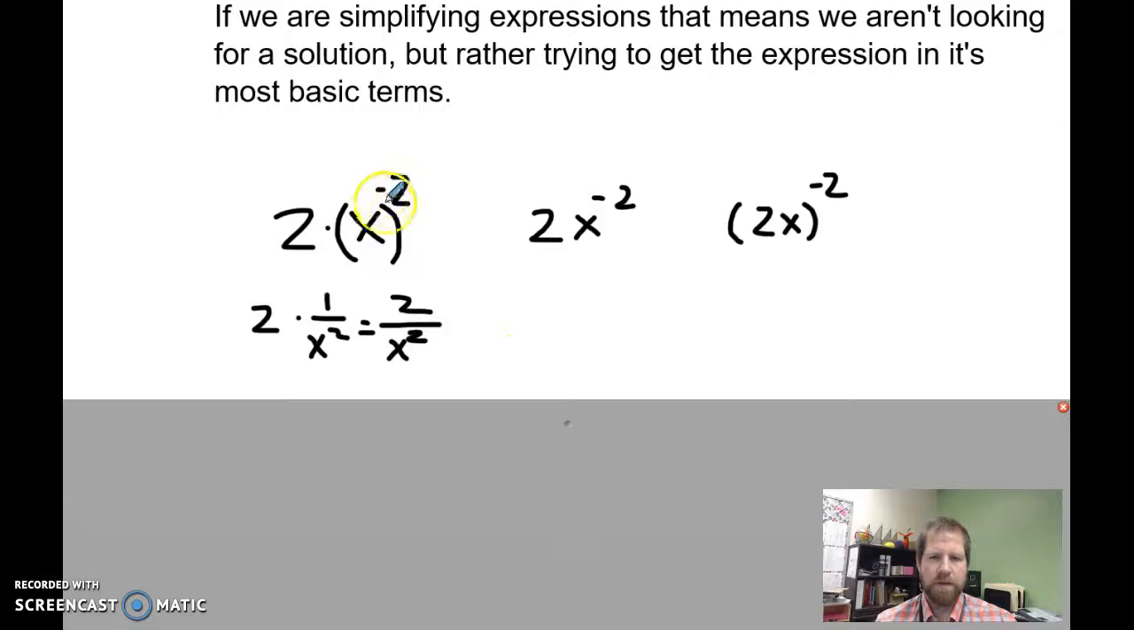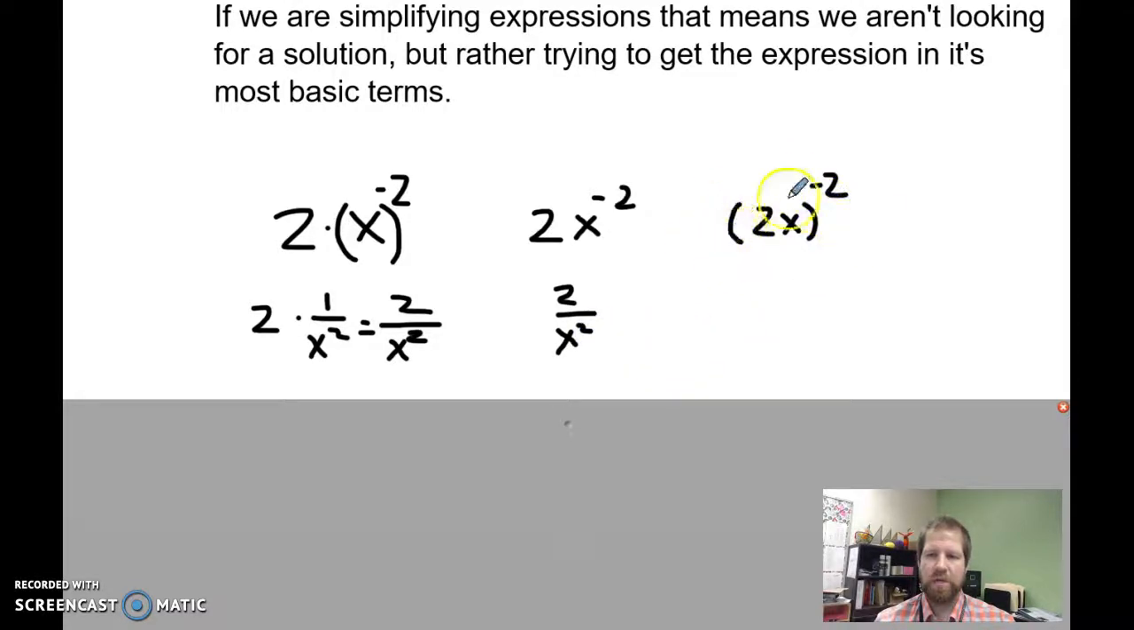Okay? In a simplified expression, you're not going to have any negative exponents. So it's not that much simpler to have x squared, but that's one of the things you have to take care of, those negative exponents. One thing I wanted to point out, this and this are the same. This negative 2 is still only acting on the x, so my answer here is also going to be 2 over x to the second.